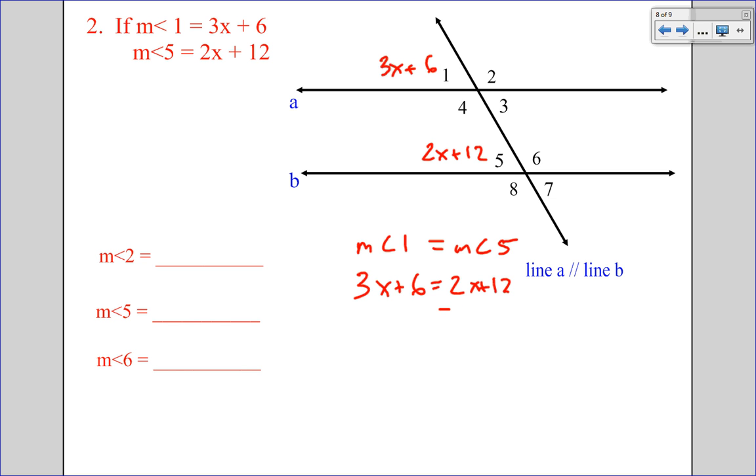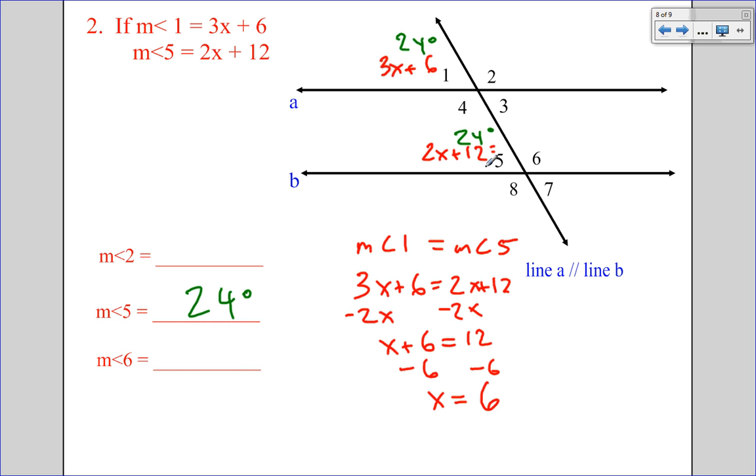So let's solve. Subtract 2x. So you get x plus 6 equals 12. Subtract 6. So x equals 6. So now it wants the measure of angle 2. But angle 5 might be easier because we already know something related. So 2 times 6 is 12 plus 12 equals 24. So angle 5 is actually 24 degrees, which will make this 24 as well.